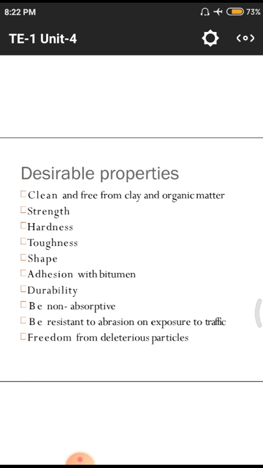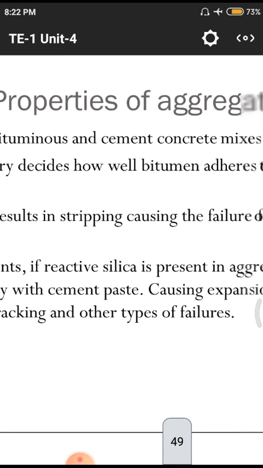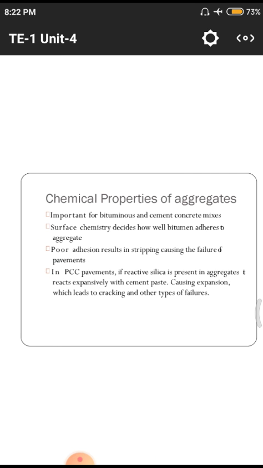We need to avoid that kind of melting of bitumen by simply adding additives like fly ash content and other absorptive content, so that those materials will give sustainability against those environmental conditions. Next one, chemical properties of aggregates. What are the chemical properties?